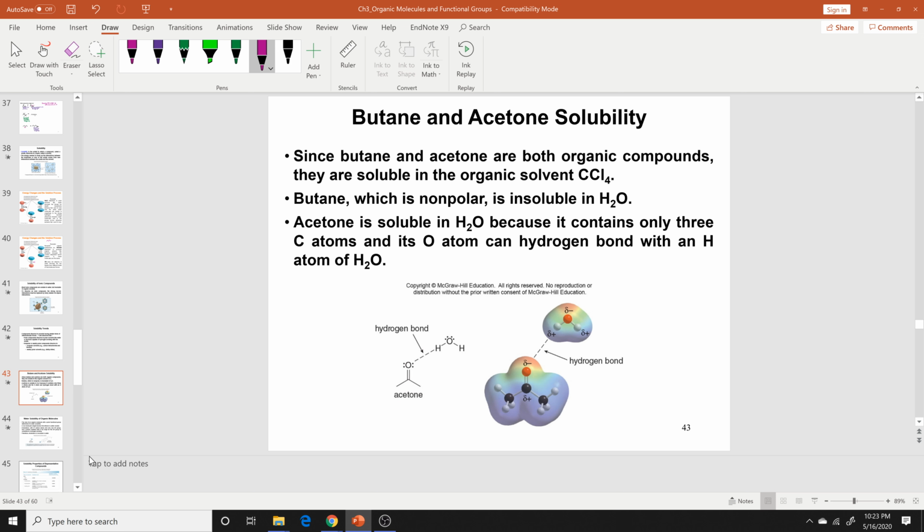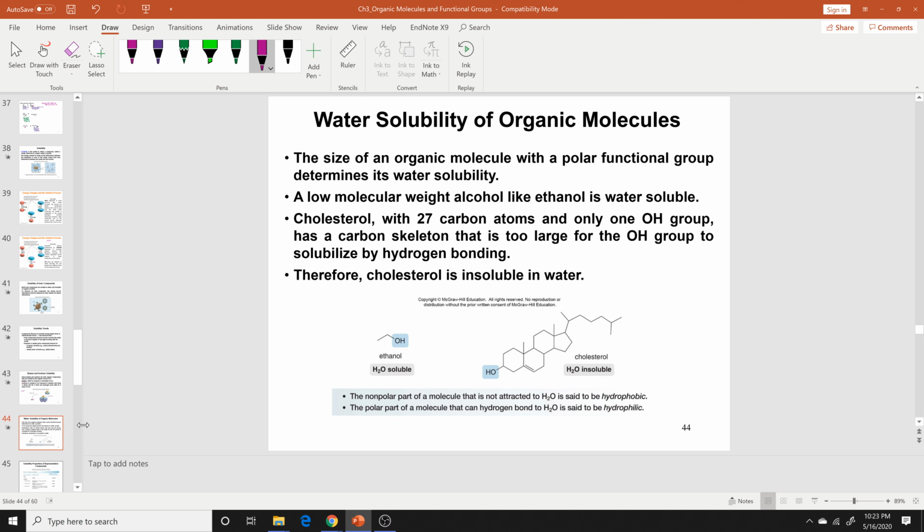On the other hand, butane is a chain of 4 carbons. Butane is nonpolar. So since butane is nonpolar, it cannot be dissolved in water. Acetone is polar. It can be dissolved in water. That type of solvent, as I said, we use it a lot in the lab as a washing solvent.